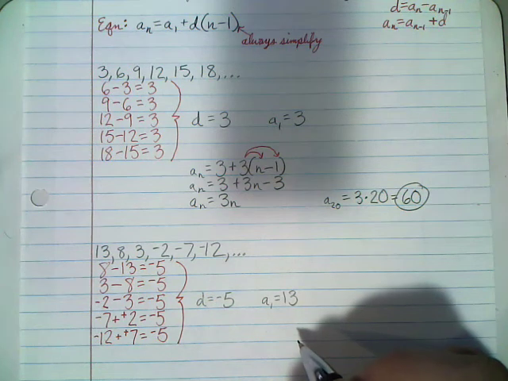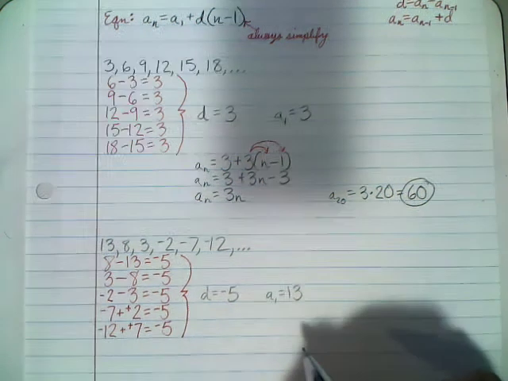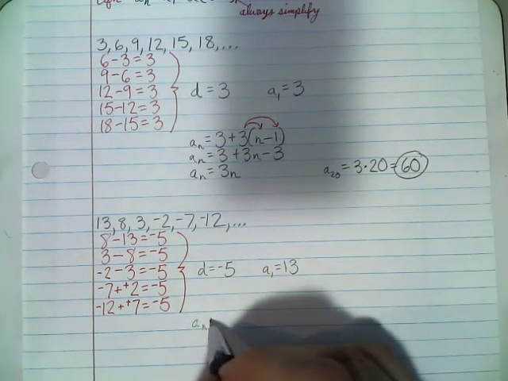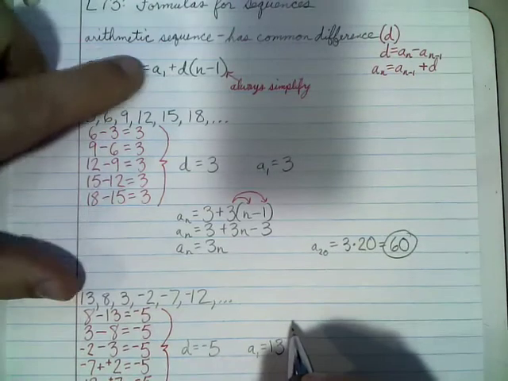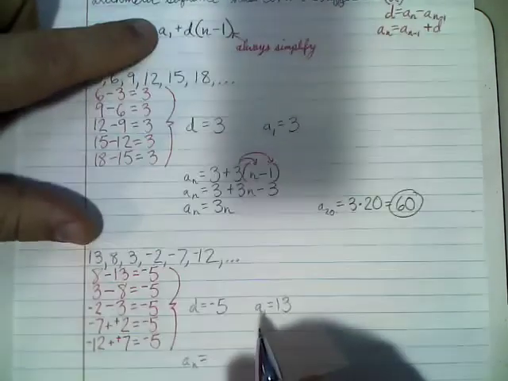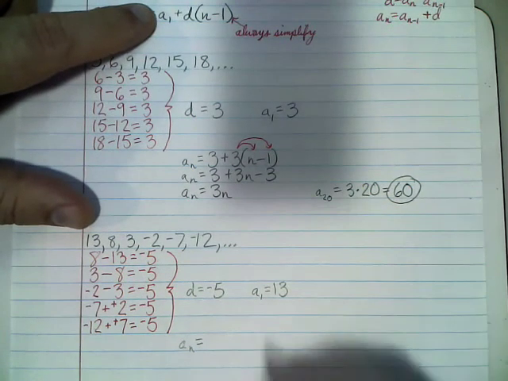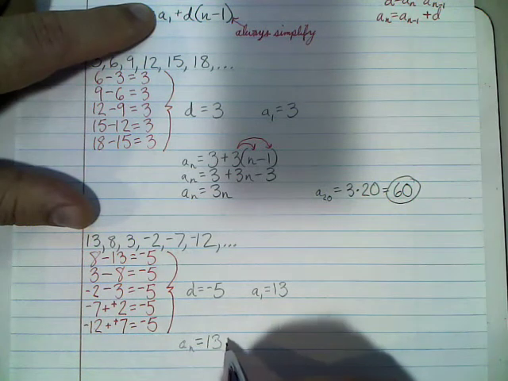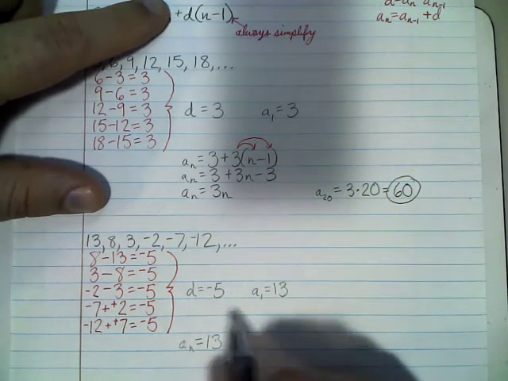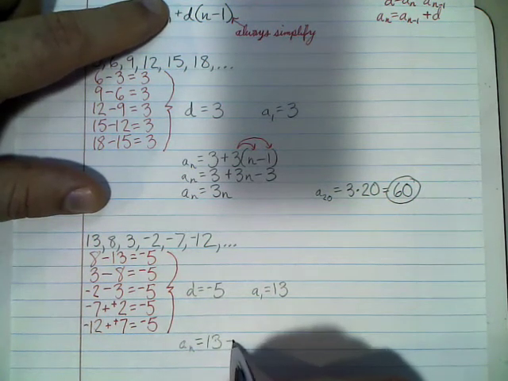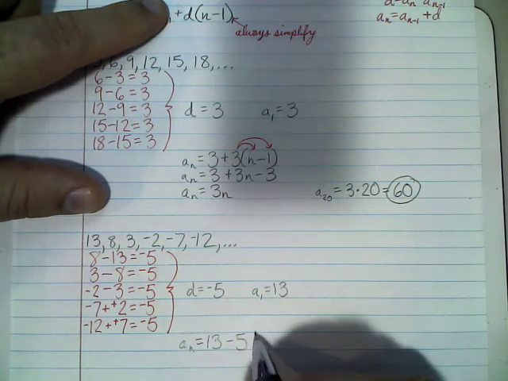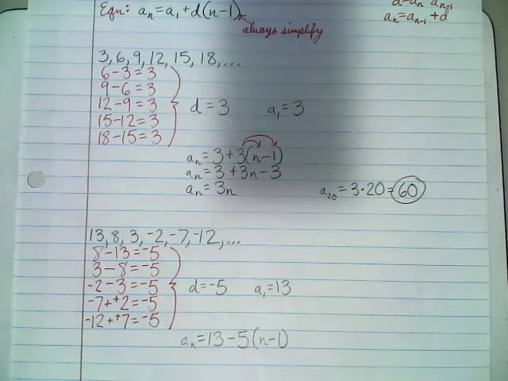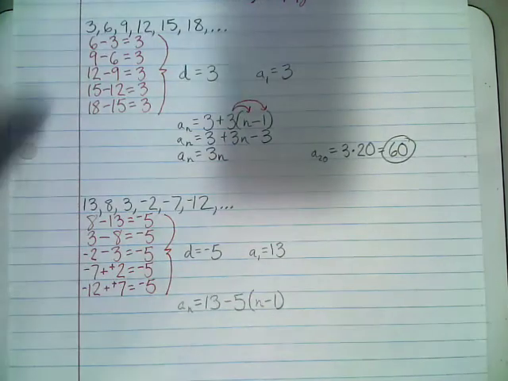So now I'm ready to go ahead and find my equation. So a sub n is the first thing in the formula, equals a sub 1. Let's see, can I get, yeah, there we go. I can get both those on the screen. A sub 1 we discovered was 13, and then plus d, but plus a -5 really could just be -5 times n minus 1.